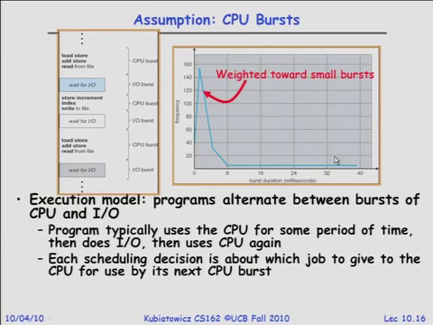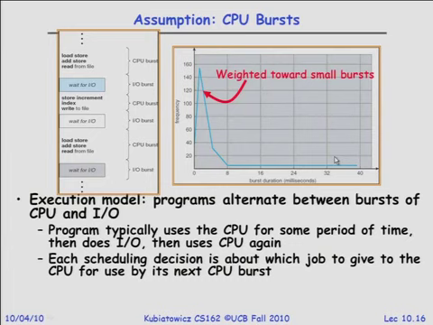And of course, these long ones, since we're time slicing, might represent situations where you run for a while, but then you're forced to give up the CPU. So the assumption we're going to be making here is that there are bursts, and we're going to make scheduling decisions based on the burst. Okay? So what are some goals that we might go after?